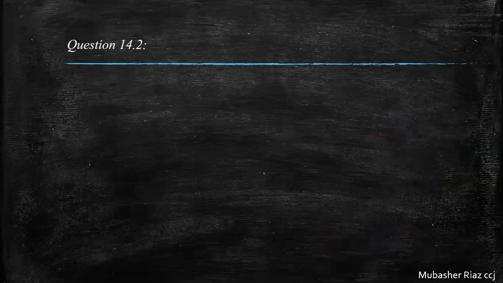Question number 2. Current in a conductor produces a magnetic field which can be calculated using Ampere's law, since current is the rate of flow of charges. So what can you say about the stationary charges?